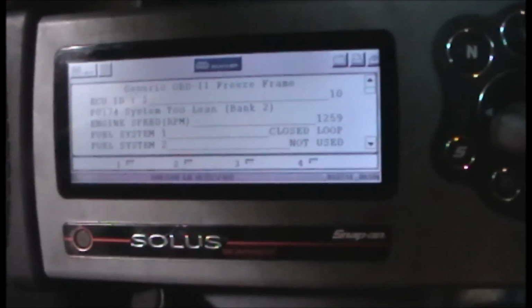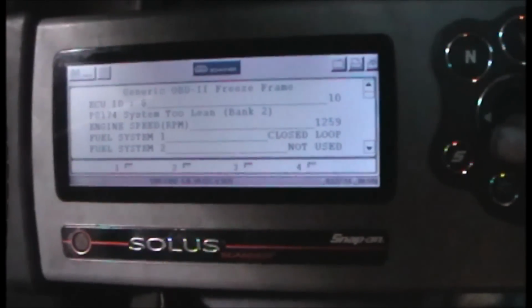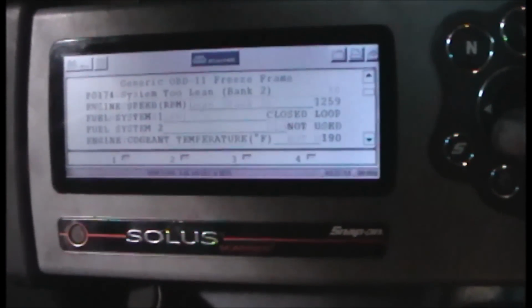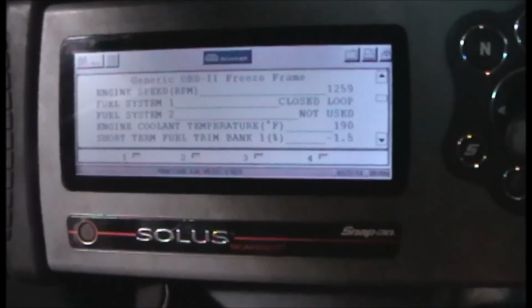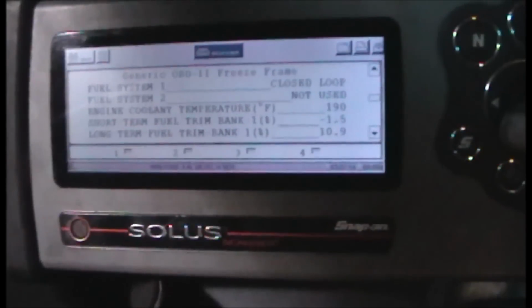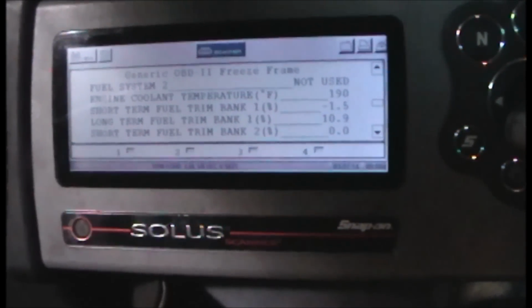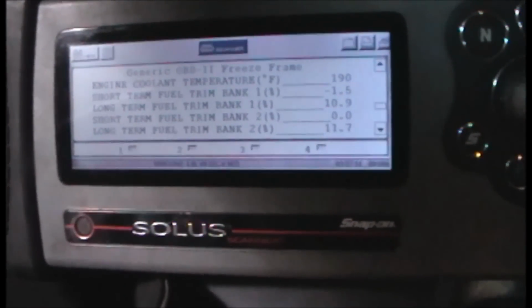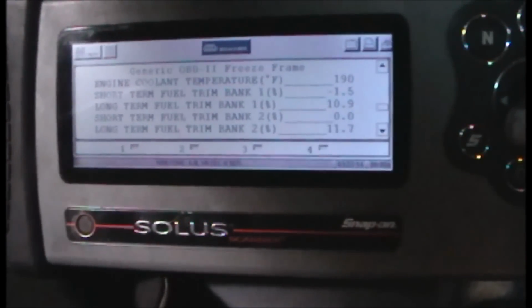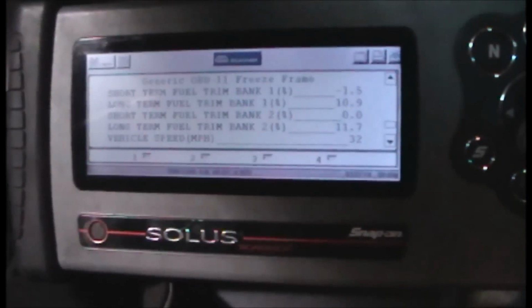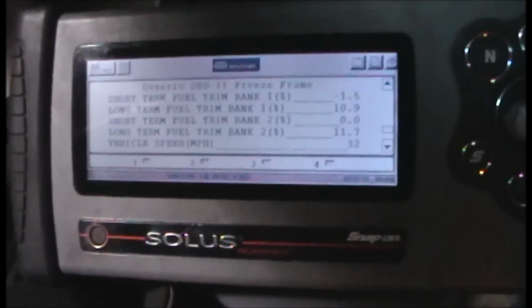It captured the code at 1250 RPM, maybe 190 degrees. It caught my fuel trims, the long terms are positive 10 and 11. I'm sure it was higher than that, and about 32 miles per hour.